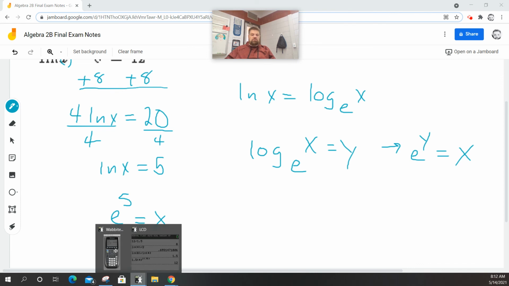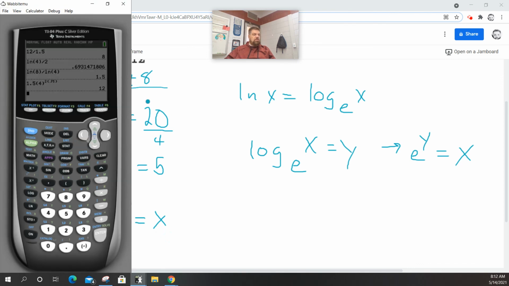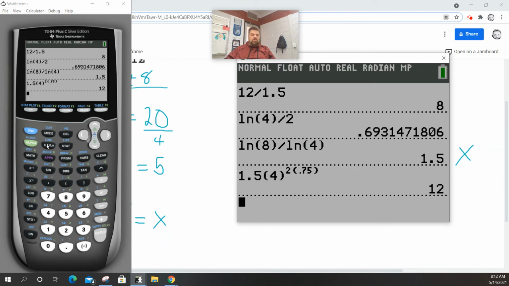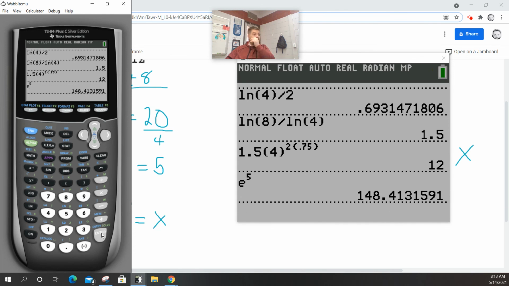So e is a number. I don't think this is right, though. I'm pretty sure this is the wrong answer. So let me double check here, because I think it might be x minus 8 or something like that. So let's see. e, this one right here, raised to the 5. Oh no, that was right. Well, yeah, it's close to 3. Yeah, 2.72. Huh, cool. So this is the right answer.